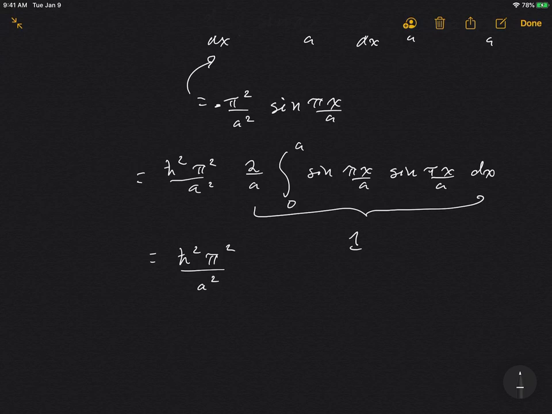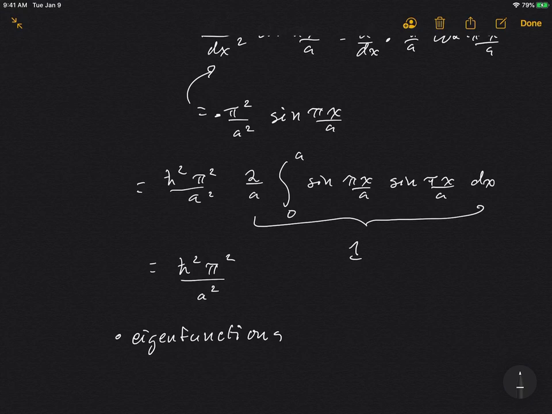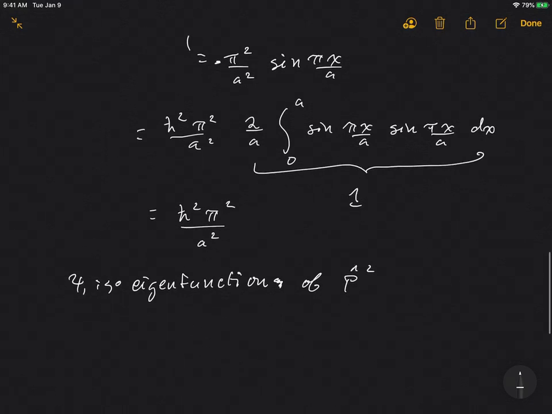And this is just another example of the fact that it looks like this n equals 1 state is an eigenfunction of the momentum squared operator. In fact, also the n equals 2 state for the particle in a box and the n equals 3 state, they're all eigenfunctions of the momentum squared operator. They're not eigenfunctions of the momentum operator. So our psi1 is an eigenfunction of momentum squared. And so it's interesting, sometimes you can have an eigenfunction of momentum squared, even though it's not an eigenfunction of momentum.